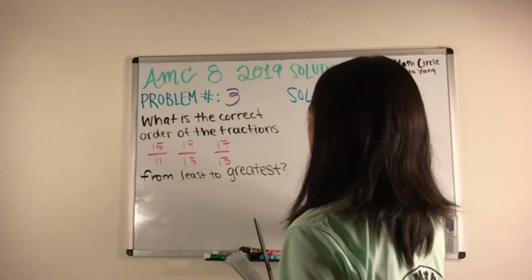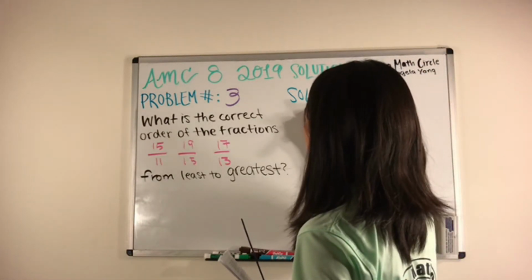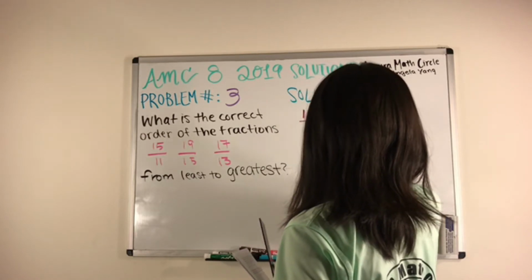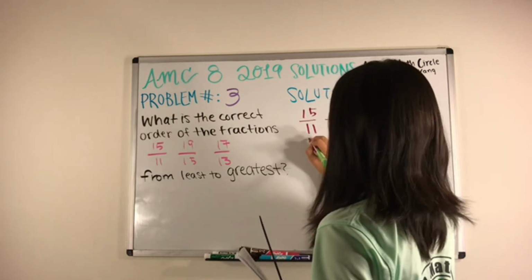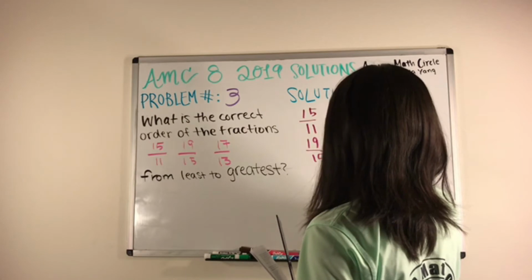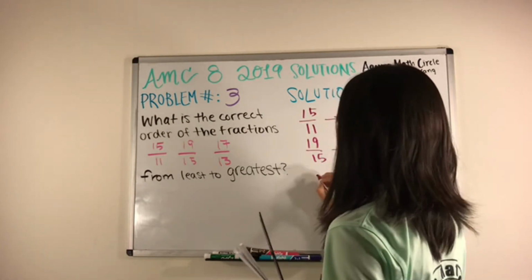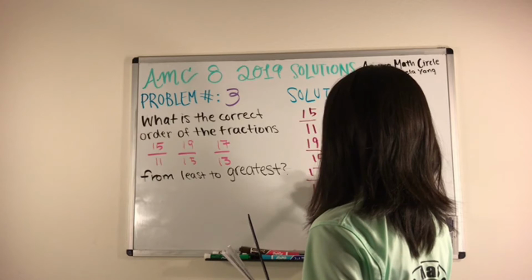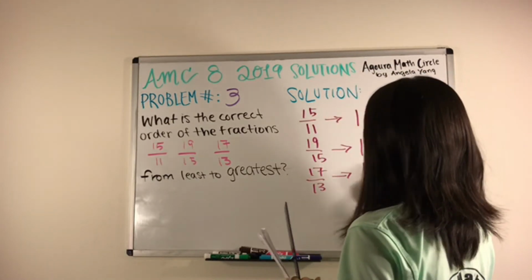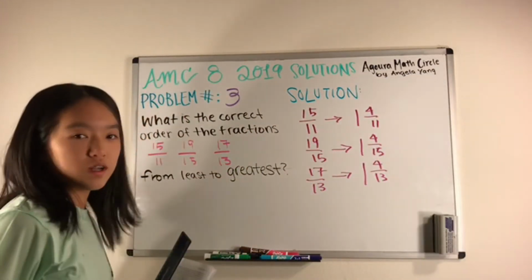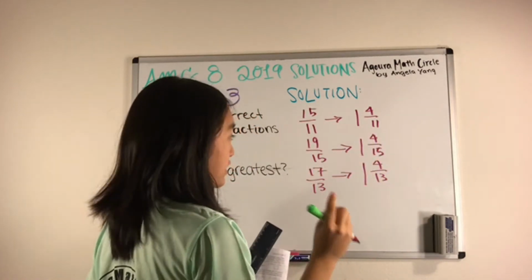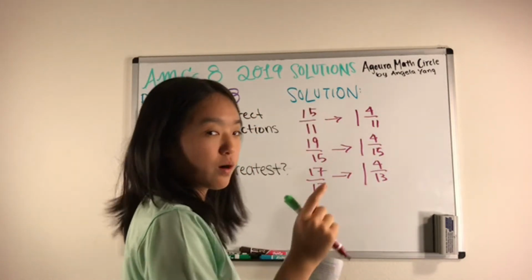So an easier way to do this would just be to realize that 15 over 11 can easily be converted into 1 and 4 elevenths. 19 over 15 can be converted into 1 and 4 over 15. And then 17 over 13 can easily be converted into 1 and 4 over 13. So if you know enough about fractions, you would know that the larger the denominator is, the smaller the fraction would be, because it's a smaller portion of a larger part.